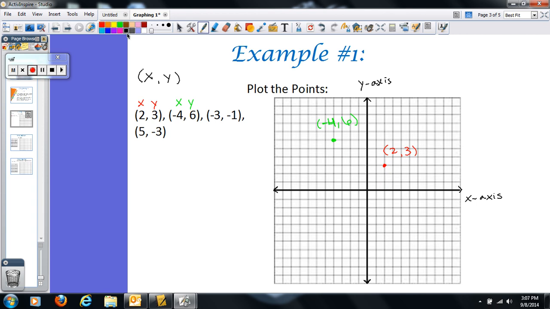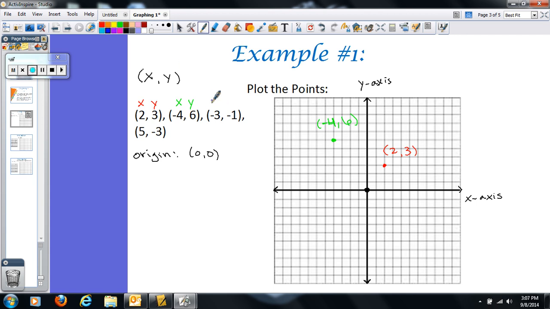Let's always remember our origin, okay, which is this point right here. And that is the point 0, 0. Now we're not graphing that today, but I just wanted to make sure you saw that.